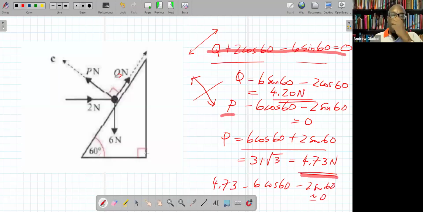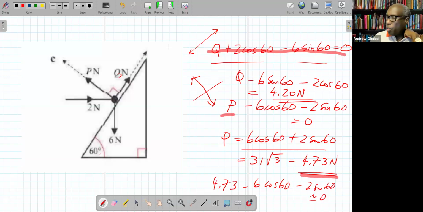So let's go ahead and do that. 4.73 minus 6 cos 60 minus 2 sin 60. And you can see it's also another very small number, slightly negative, but very small. Okay, so that's basically what we're doing on an inclined plane.